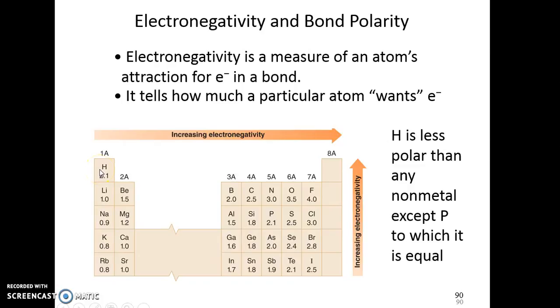You need to know the trend in the periodic table, which is up and over increases electronegativity, and that hydrogen is less polar than any nonmetal except for phosphorus, and is equal to phosphorus. As for the metals, you don't have to worry about the electronegativity. We're only going to use electronegativity with the nonmetals.